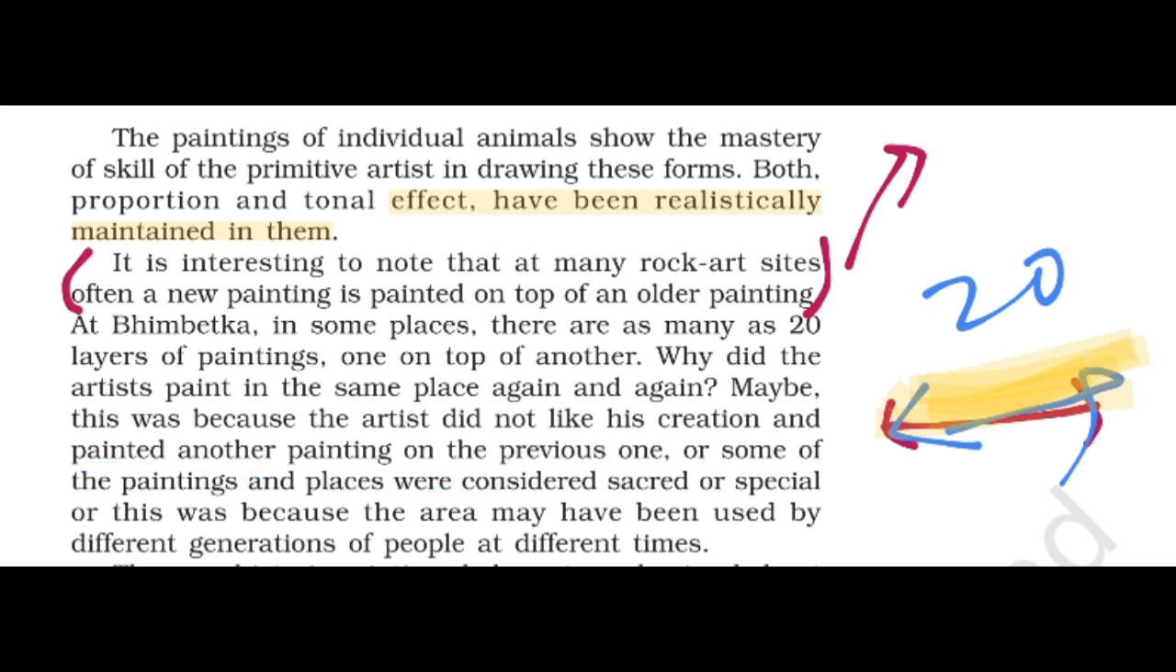or some of the paintings and places were considered sacred or special, or this was because the area had been used by different generations of people at different times. Or the second most likely reason would be that the particular place was very religious to them. So what they used to do? They used to superimpose the paintings.